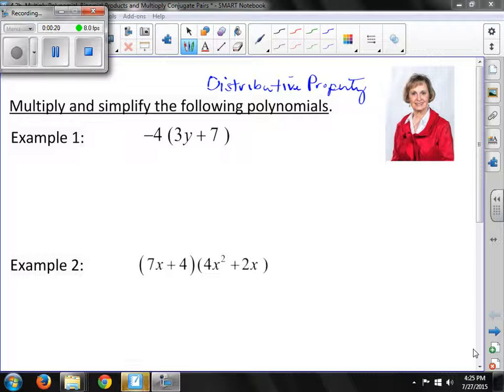The distributive property in example 1 would imply that we're going to multiply negative 4 times both of these. In other words, we're going to multiply negative 4 times 3y, and then we're going to multiply negative 4 times 7. Negative 4 times 3y makes negative 12y. Negative 4 times 7 makes negative 28.